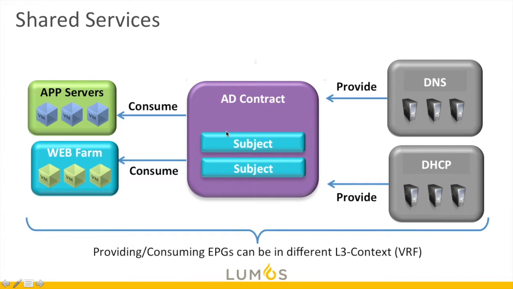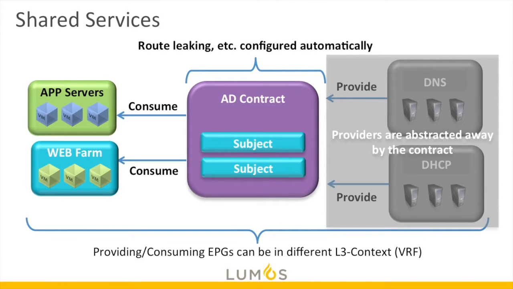So shared services. We can provide shared services throughout all tenants. So what we can do is provide a contract that we can share out, so that our app servers can consume things like DNS and DHCP. And these can be on a different tenant over here. They can be in a different tenant, or they can be in a different VRF, certainly within the same tenant, and they can also be on a different tenant.